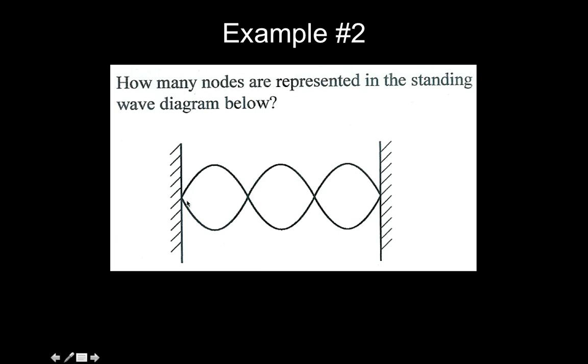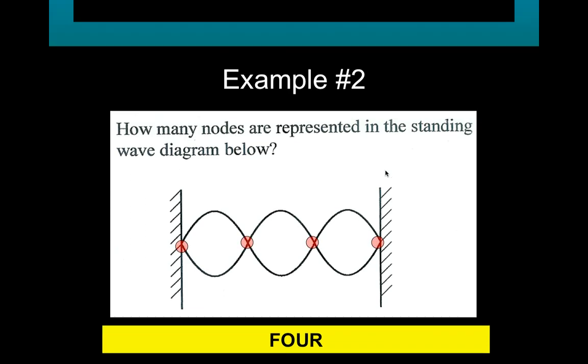So if you want to know the antinodes, you just look at one string and you look to see how many crests or troughs make up that one string. So here's 1, 2, 3 antinodes. So in this picture, you have 3 antinodes and 4 nodes.